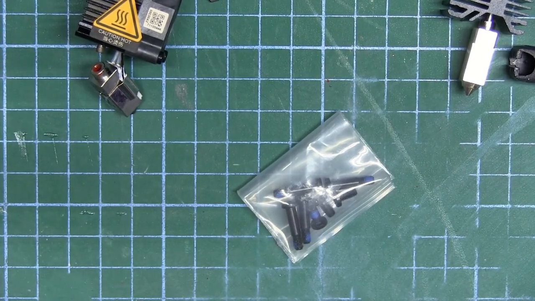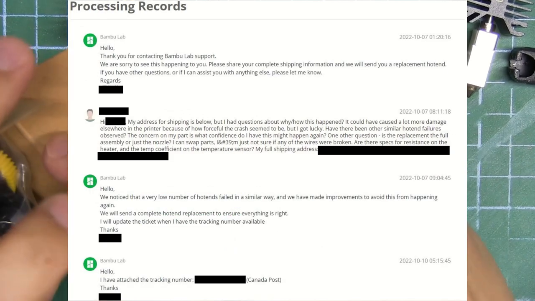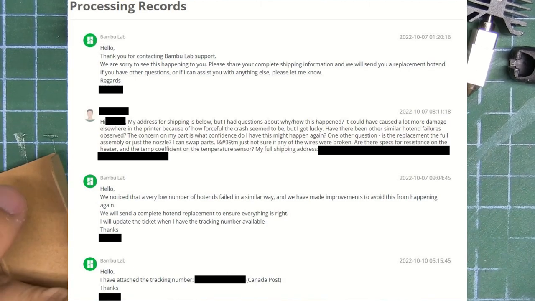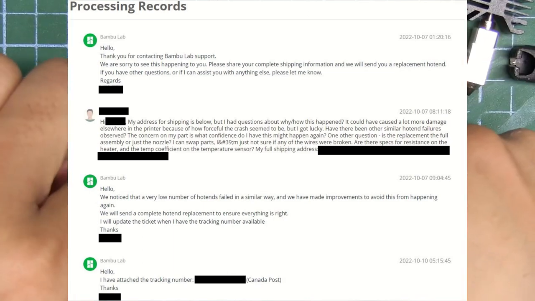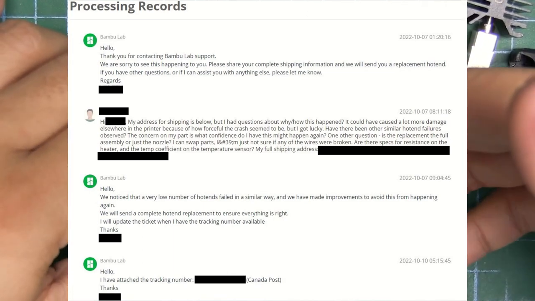Now, when I put my ticket in, I got in contact with support over at Bambu Lab, and they said that they observed a small number of failures like this. Maybe it's a matter of time till they observe more. Maybe it really is just a general number of bad units in the field. I might be one of the unlucky ones. That said, they did immediately say they would send me a hot end.